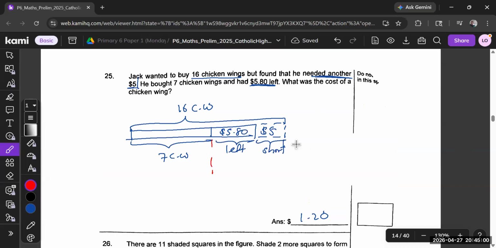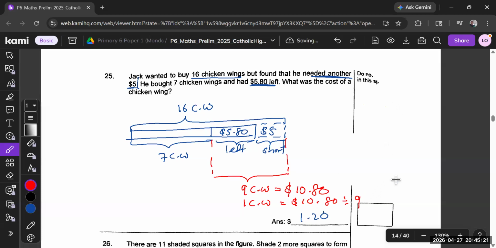Model drawing is comparing. Comparing how many more? 16 minus 7 is 9. And how much is 9 chicken wings? $5.80 plus $5, that will be $10.80. So how much is 1 chicken wing? You divide. With no calculator, how to do it? You can change it to a whole number or you can just divide your decimal. $10.80 divided by 9. Do your long division and you will get $1.20.